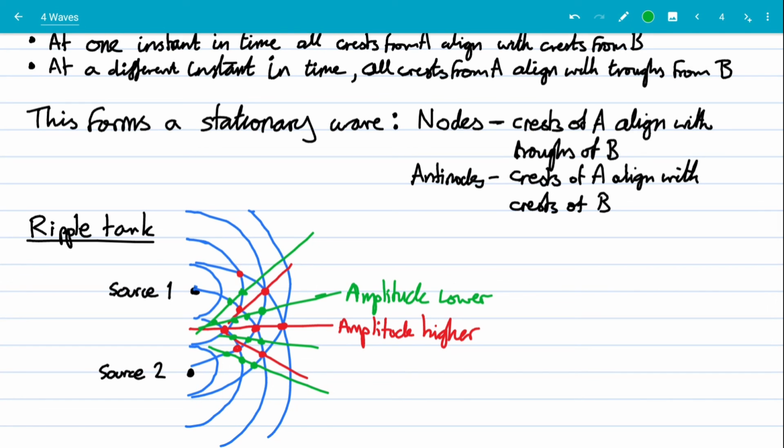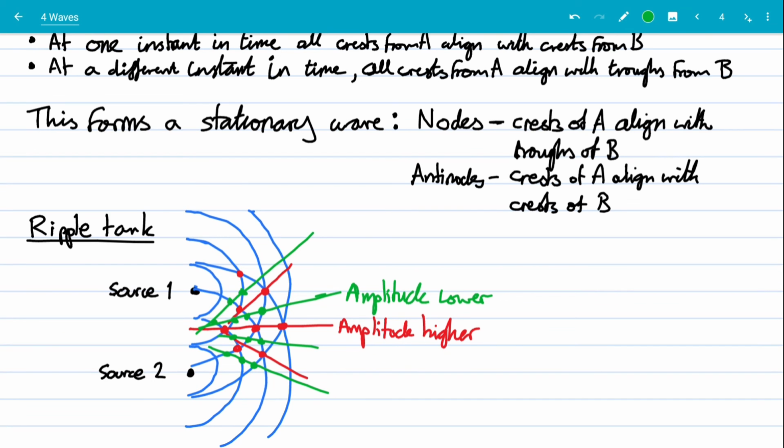And we can test this with microwaves. We could use a microwave emitter and two slits to act as the two sources, and we can get a microwave detector and move it around in this space and see sometimes we get a lot of signal. That's where the red dots and red lines are in this diagram, and sometimes we get very little signal. That's where the green dots, the green lines are on this diagram.